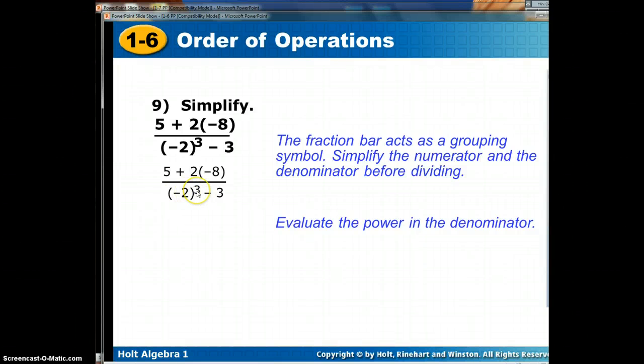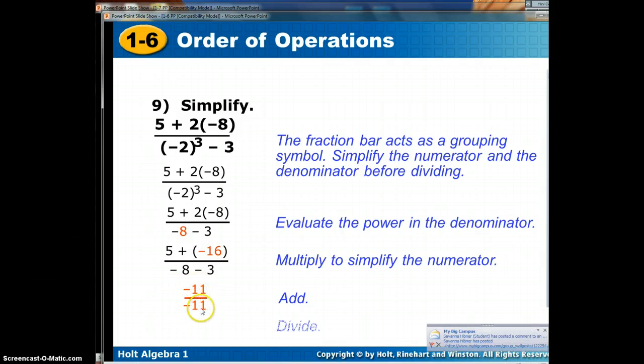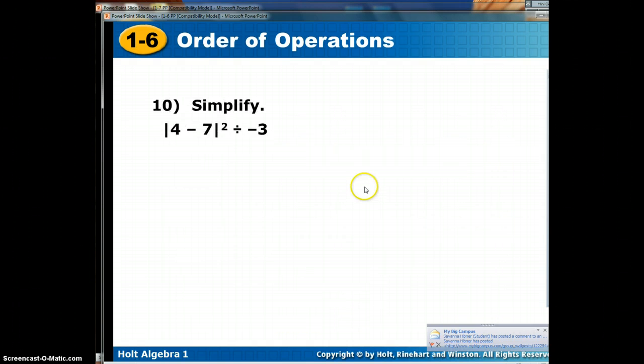So -2 to the 3rd power is -8. That's where that came from. -2 times -2 times -2 is -8. Now we're going to do this multiplication on the top. 2 times -8 is -16. Now we can do addition and subtraction in both the numerator and denominator. 5 plus -16 is -11. -8 minus 3 is -11. Finally, -11 divided by -11 is 1. So we're done with that.